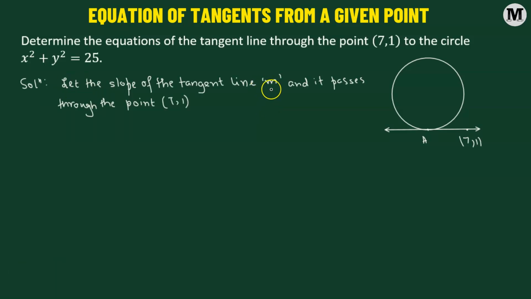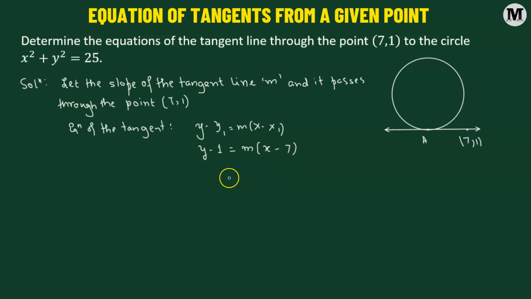So we're considering the slope to be m, and since the tangent line passes through the point (7, 1), we can easily find its equation using the one-point form or the point-slope form, which is y minus y1 equals the slope m times x minus x1. So here (x1, y1) corresponds to the point (7, 1). y minus 1 will be equal to the slope m multiplied by x minus x1. So x1 will be 7.